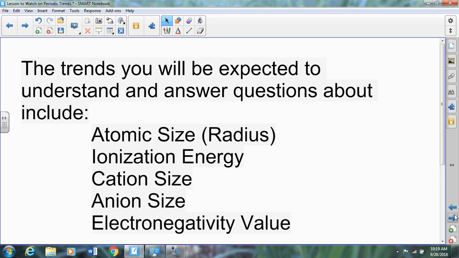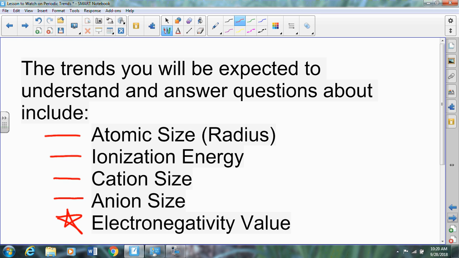The trends that you will be studying and be expected to understand and be able to answer questions about include atomic size, ionization energy, cation size, anion size, and electronegativity value. Electronegativity value will be one of the last ones we study because it will be the one that comes up again and again and again throughout the entire year. You are welcome to write those down.